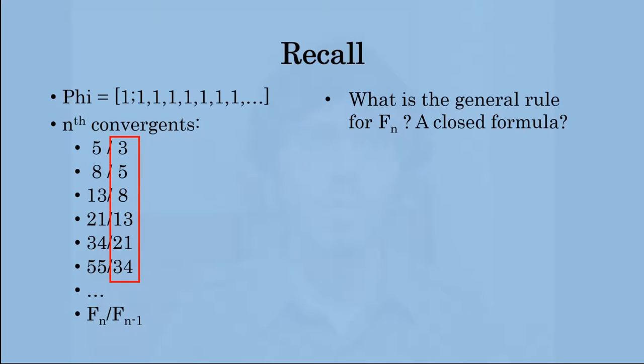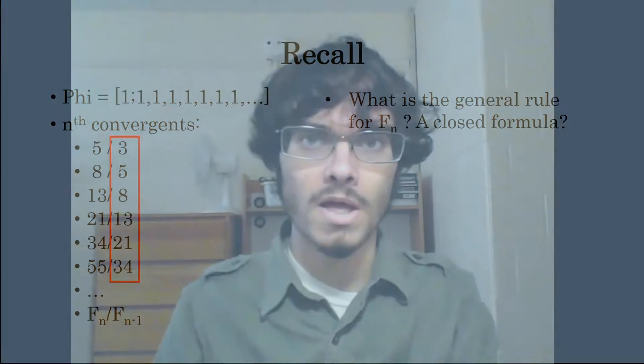So one thing to consider is, what is the general rule for f sub n? Is there a closed formula? And many of you will know already that the answer is yes, in fact. Obviously the Fibonacci numbers are defined recursively, at least that's the conventional definition, where f sub n is equal to f sub n minus 1 plus f sub n minus 2. That's the one that everyone knows. But the general rule for f sub n is what we'll see in a moment, and it is a very interesting closed formula, because we can just substitute n into this general formula, and we end up with a number that's an integer.